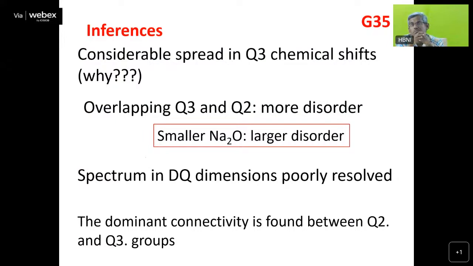So coming back to our NMR spectrum once again, the spectra in the DQ dimensions are poorly resolved. That means there is an exchange taking place. They are strongly dipolar coupled.